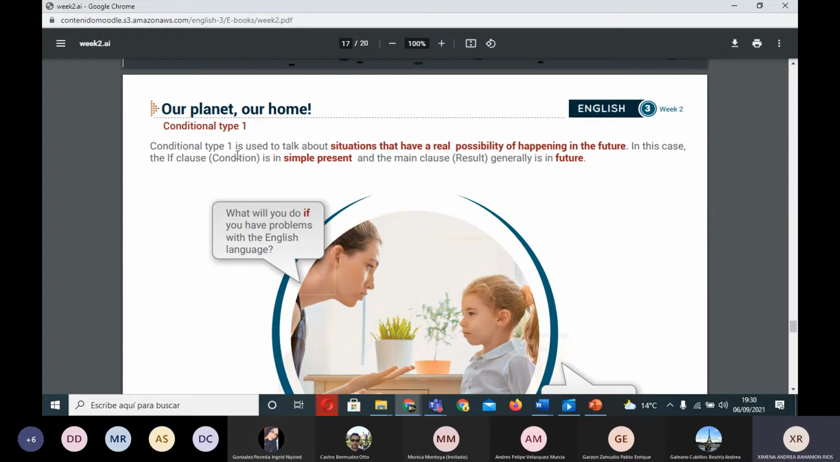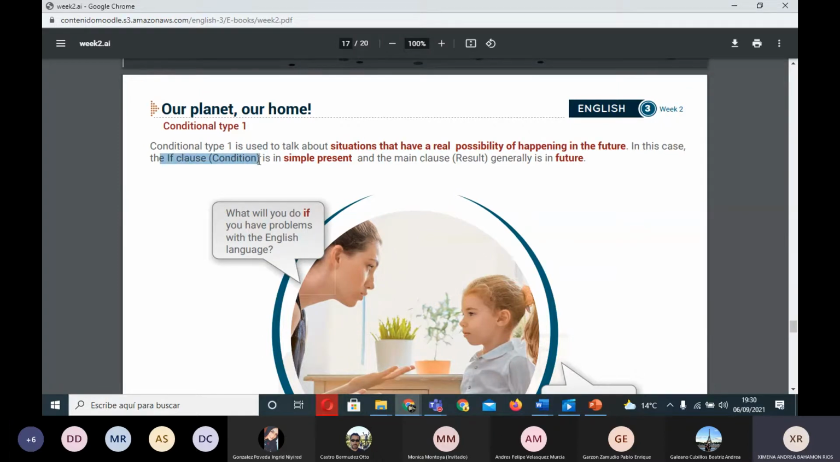Notice the conditional type 1 is used to talk about situations that have a real possibility of happening in the future. So we use the conditional type 1, or the first conditional, to talk about possible situations, possibilities. When you say possibility, it means that you don't control the situation happening, but it can be a proper result of that. Notice over here, we have two parts.